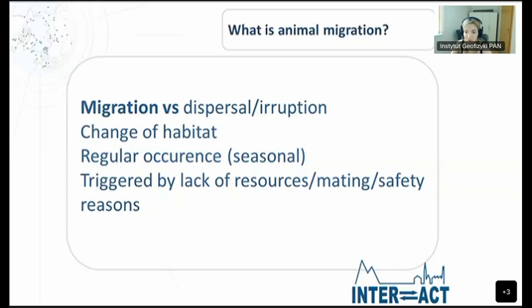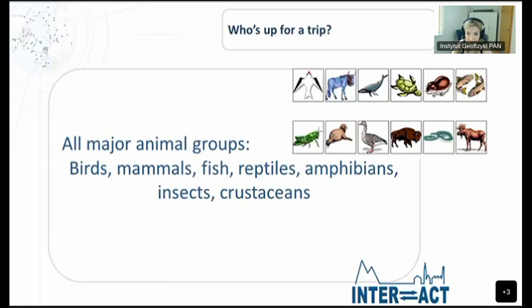So what sets migration apart from other forms of movement is that it typically involves traveling from one type of habitat to another for different reasons. Most frequently because in that particular period, this new habitat offers more favorable conditions. So who's up for a trip?